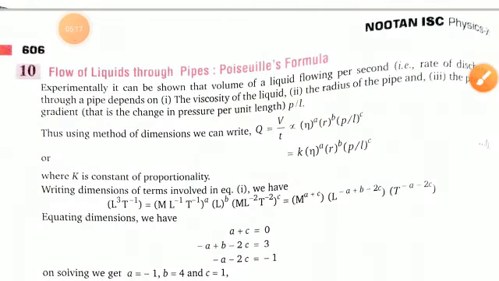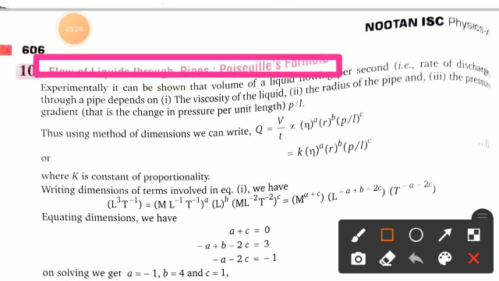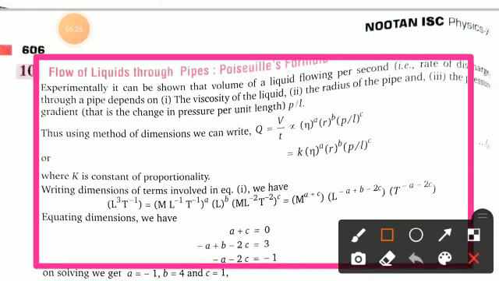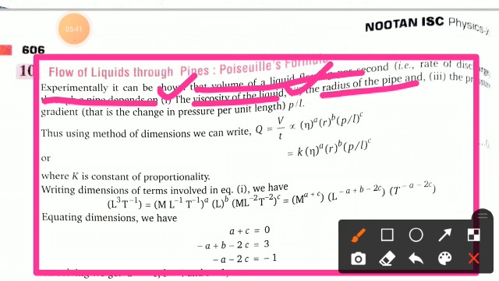Now I am moving to the flow of liquid through pipes, which is your Poiseuille formula. This is also important, so pay attention, students. What is the Poiseuille formula? Experimentally, it can be shown that the volume of a liquid flowing per second, that is the rate of discharge through a pipe, depends on which terms? First one is the viscosity of the liquid, the second one is the radius of the pipe, and the third one is the pressure gradient. Pressure per unit length is known as pressure gradient.